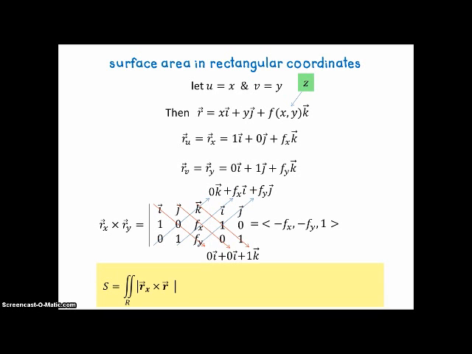So our original integral has an x and a y instead of a u and a v, and our iterated integral goes from the x limits and the y limits of the square root of each of those components of the cross product squared.